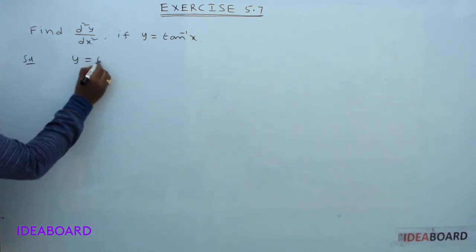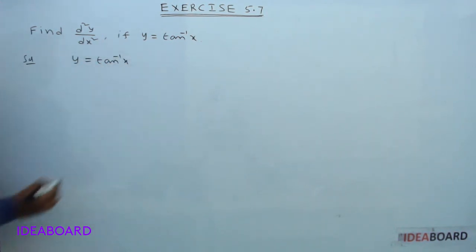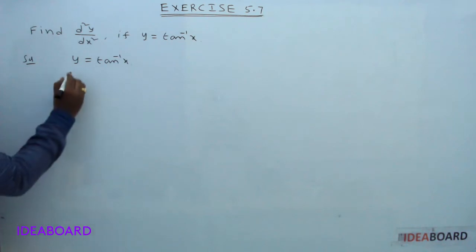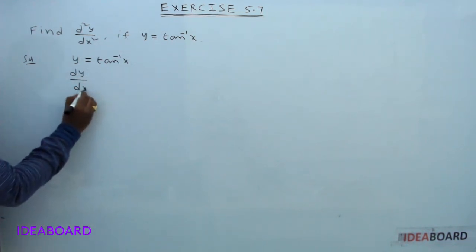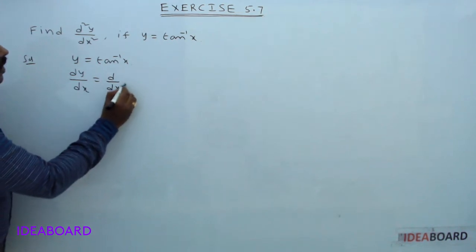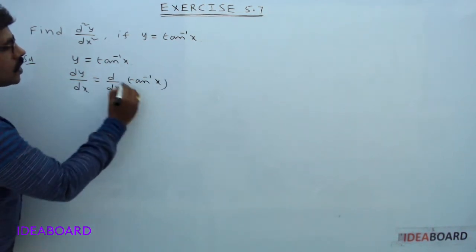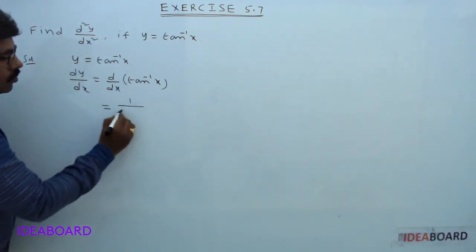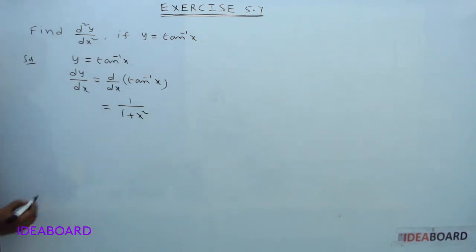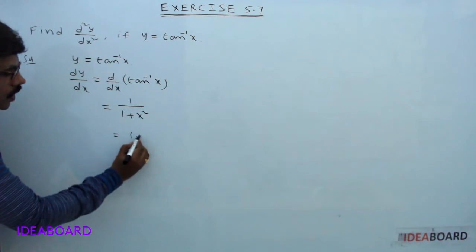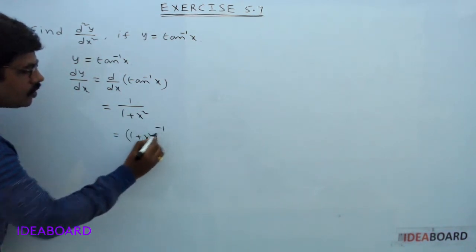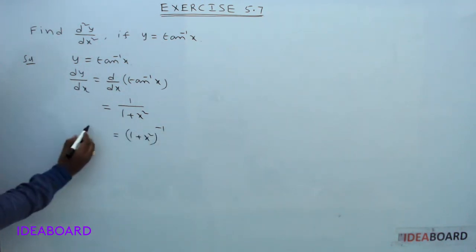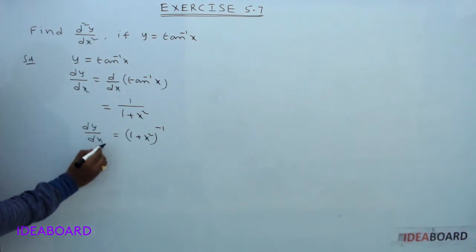y equals tan inverse x. Now differentiate this equation on both sides with respect to x. So it is dy by dx equals d by dx of tan inverse of x. Now this equals, the derivative of tan inverse x is 1 by 1 plus x square. It can be written as (1 plus x square) whole power minus 1, corresponding to the LHS part dy by dx.